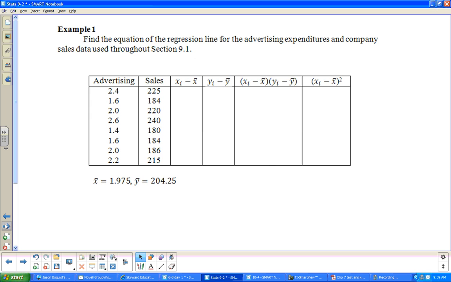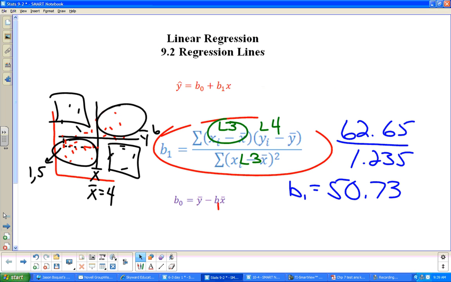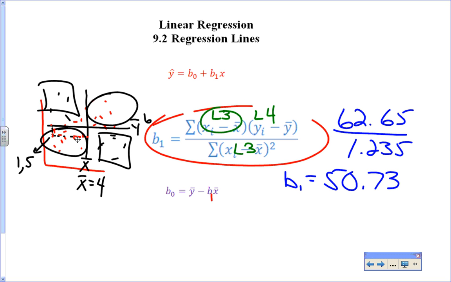Well, now what? Well, that's not a line yet. That's just the tilt. Oh, yeah, we got to find the, what's that stand for again? The B sub O? Okay, how are we going to do that? Well, we have almost all the math here, don't we? We need to find B sub O. Do we know Y bar? Yeah, that's 204.25, right?